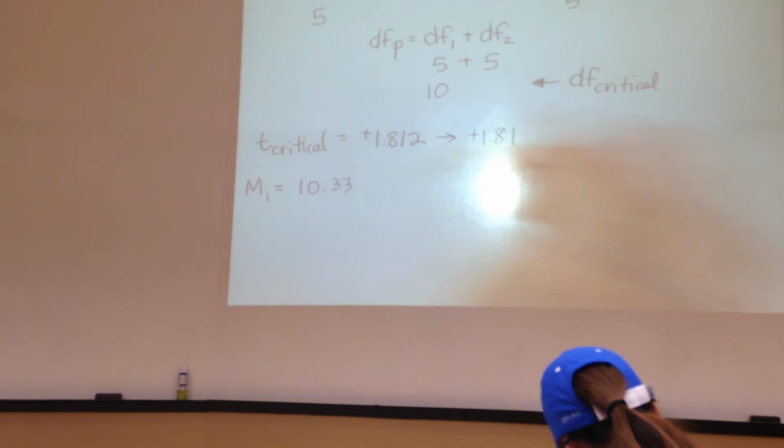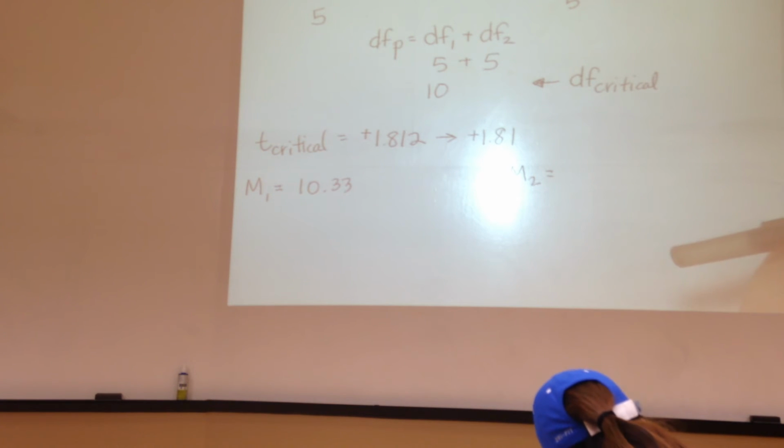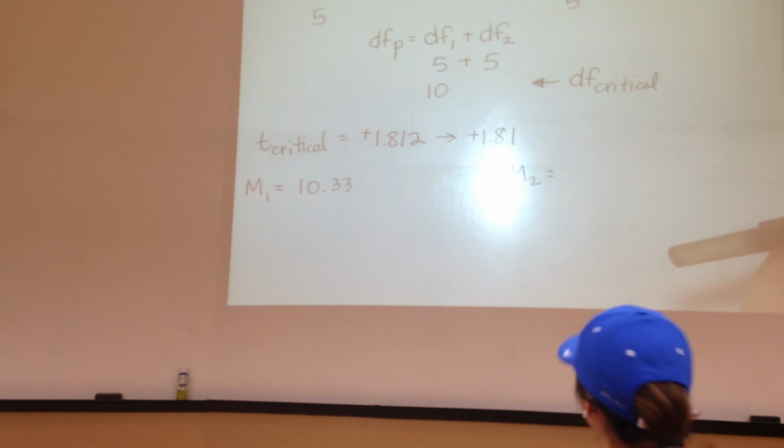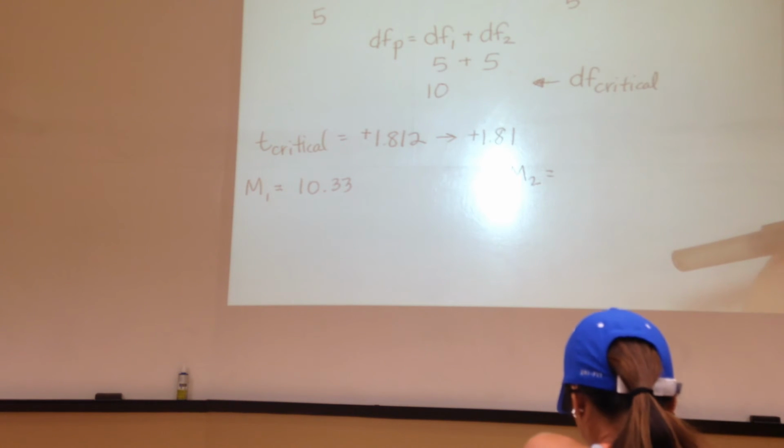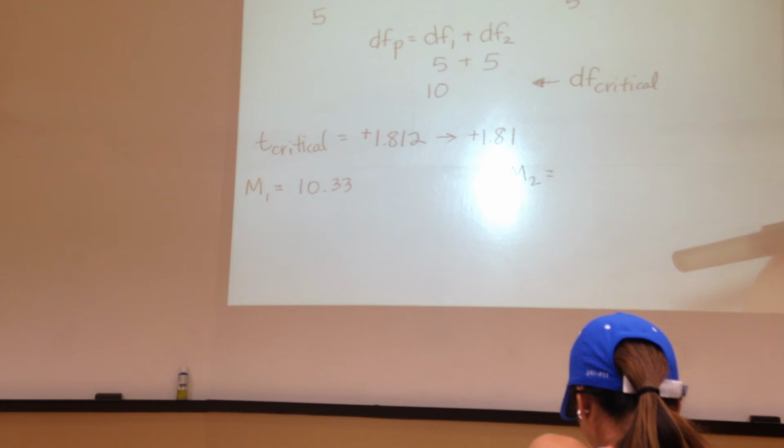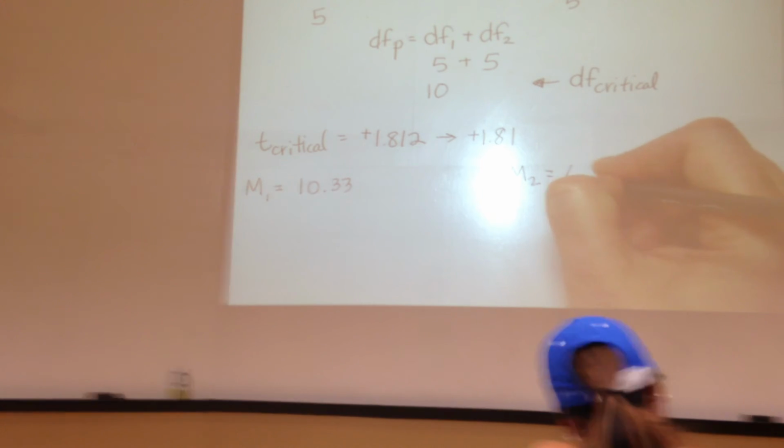Okay. What about for group 2, the ordinary story group? What's their mean? Around 6? Okay, excellent.